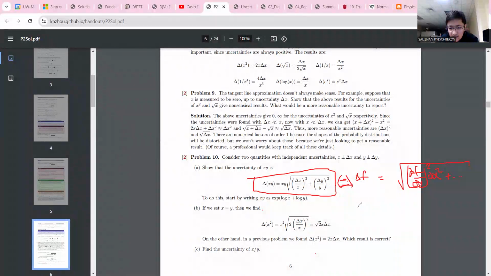Let's prove this. Let's say our f is xy, multiplication. We measure x and we measure y. Let's see if we can get back to the earlier result with this general universal equation. So what we said is the uncertainty of a multiplication is equal to this. Let's write it. The partial derivative of xy with respect to x is just y. So y squared, this is basically this, times delta x squared.